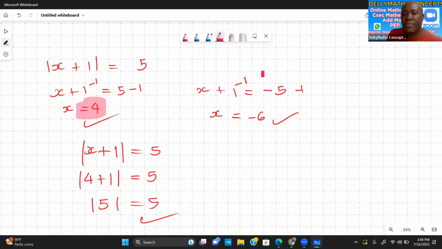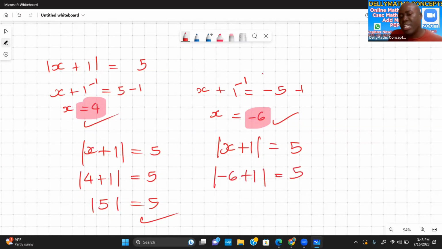Let's try -6. We're saying the absolute value of x plus 1 must equal 5. Now, if x is equal to -6, the absolute value of -6 plus 1 is equal to 5. -6 plus 1 gives us the absolute value of -5, which is equal to 5. And this is correct. The absolute value of any number is always a positive number. So the absolute value of -5 is still 5. You could see that -6 and 4 are the solutions to this problem.